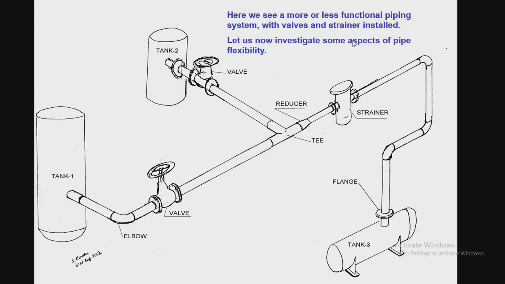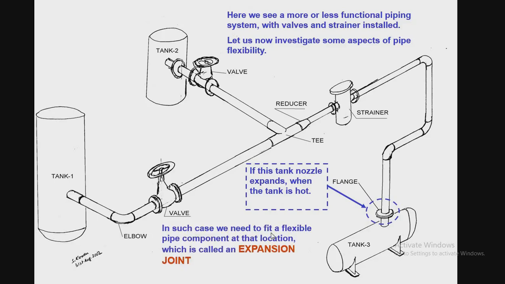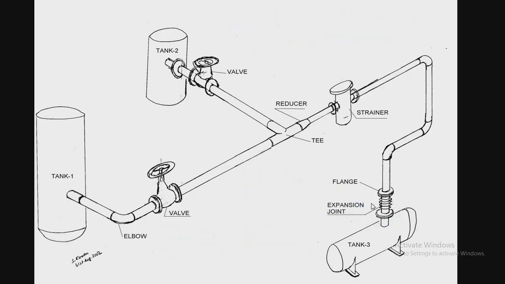Let us now investigate some aspects of pipe flexibility. If this tank nozzle expands when the tank is hot, in such a case we need to fit a flexible pipe component at that location, which is called expansion joint. Like here, we should put expansion joint.